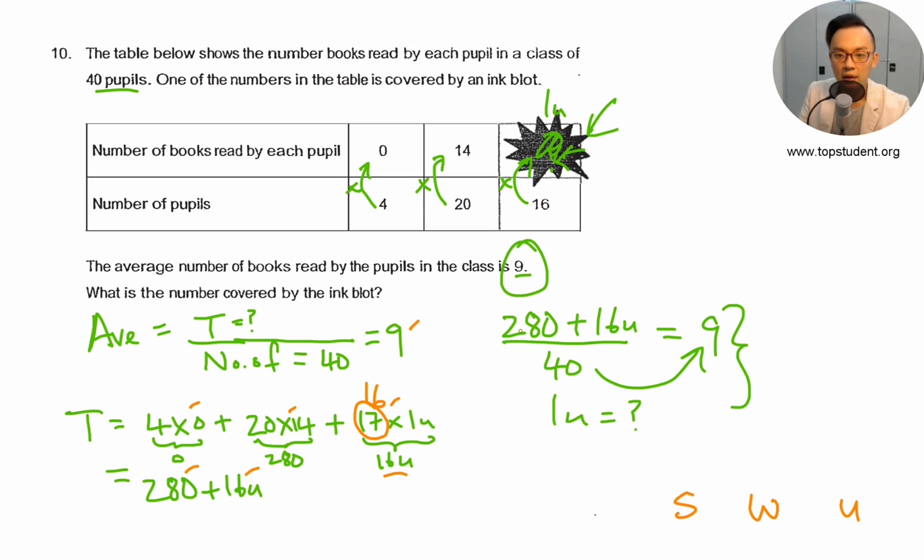And make sure I copied it correctly over here. 280, this is 280, that's correct. 16u, 16u, that's correct. Divided by 40, 40 pupils, that's correct. 9, 9, that's correct. Okay, and so on and so forth. So I do my working as follows. Then after that, I check that my units are correct, which is number of books. So I check my working is correct, units are correct, and then I know that this question is correct.